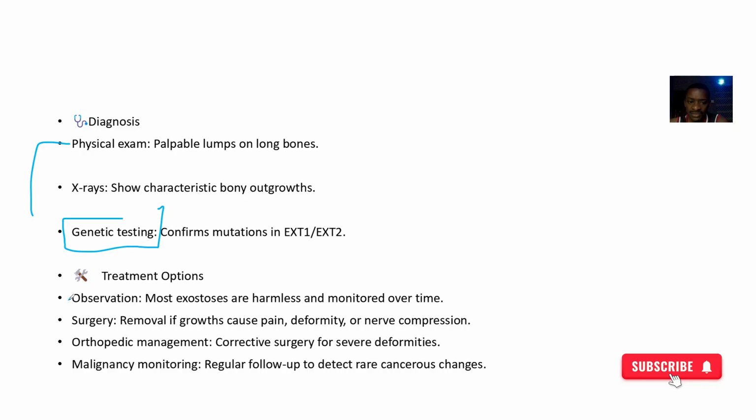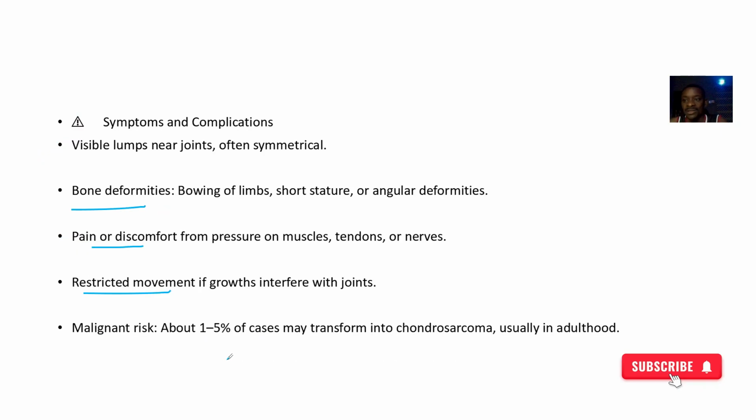Now you treat it: sometimes you can just observe and monitor over time. Sometimes if it is causing too much pain or deformity, you have to surgically remove the bone growths. Then orthopedic management, like corrective surgeries for deformities. Then they should keep monitoring that patient because they have a risk of that issue becoming a cancer.